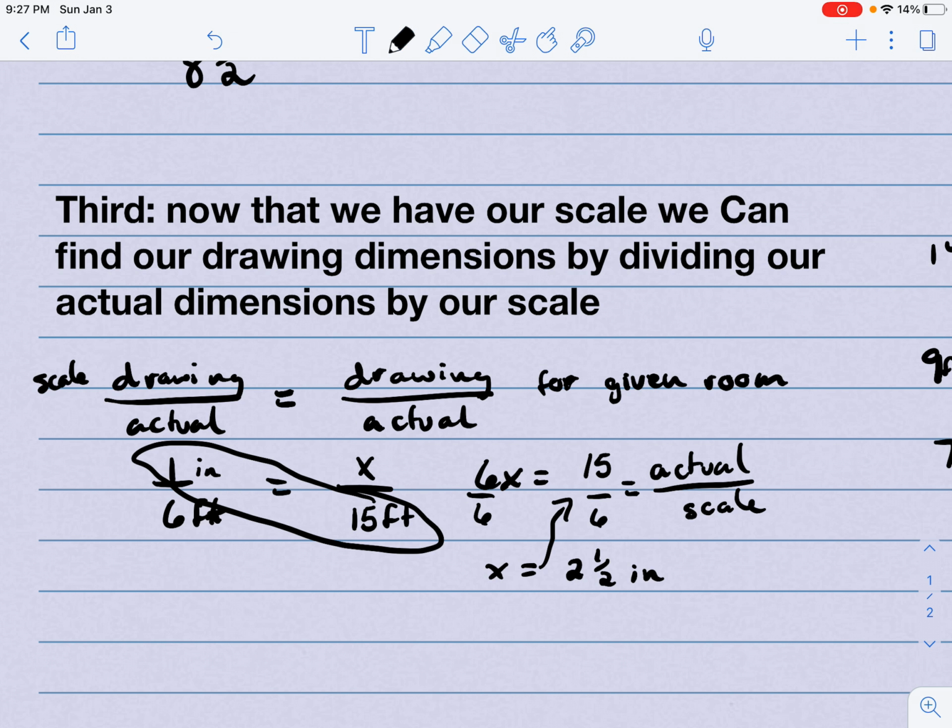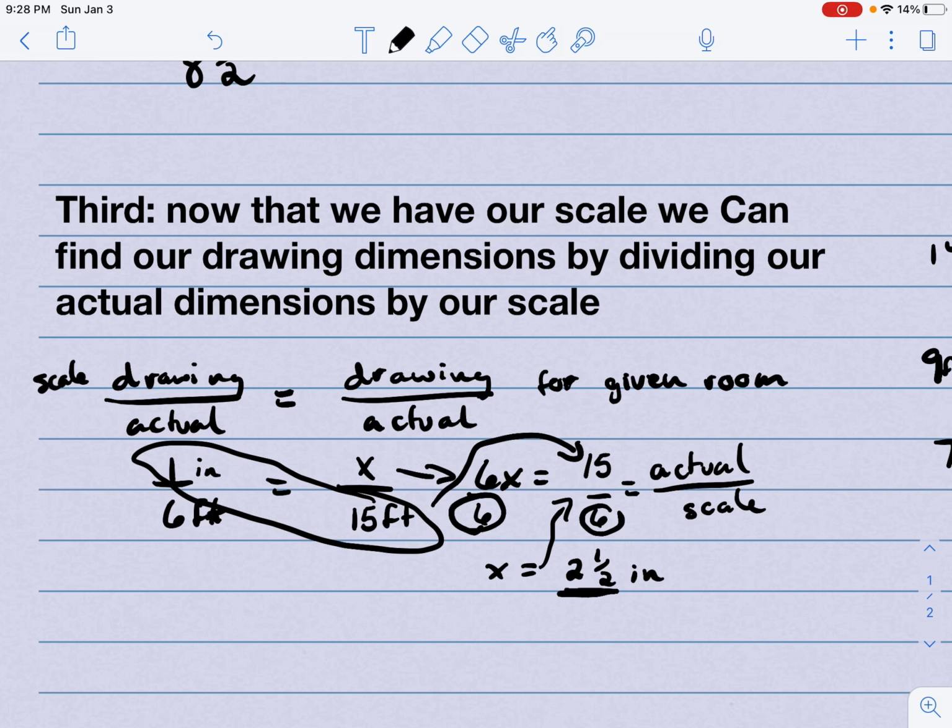You get 6x here. And then you get 15 over here. You set them equal to each other. And then last step, to solve for x, we divide by our coefficient, which is 6, divide both sides. We're left with x equals 2.5. So this gives us what our drawing dimension should be for a room that is 15 feet long. Okay, so that's what we're going to be doing.